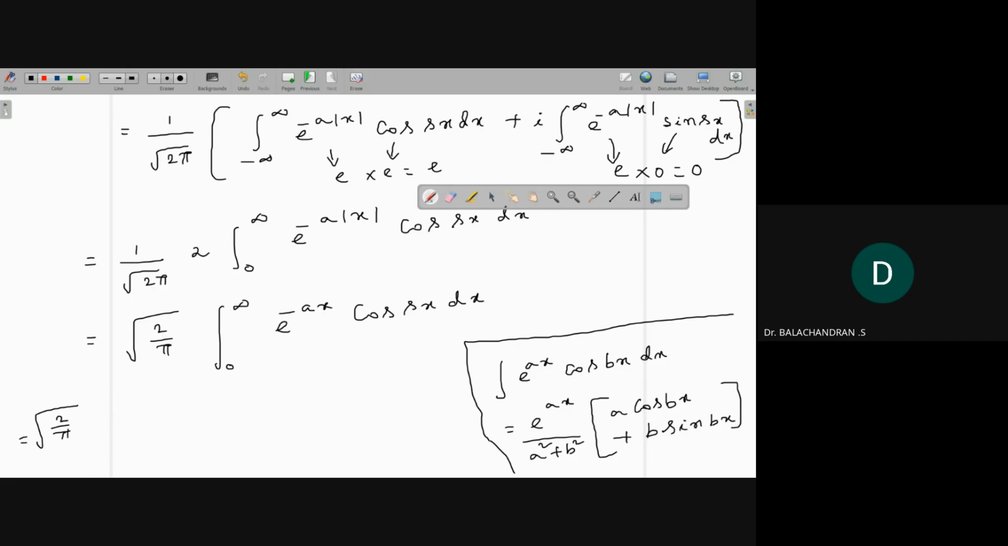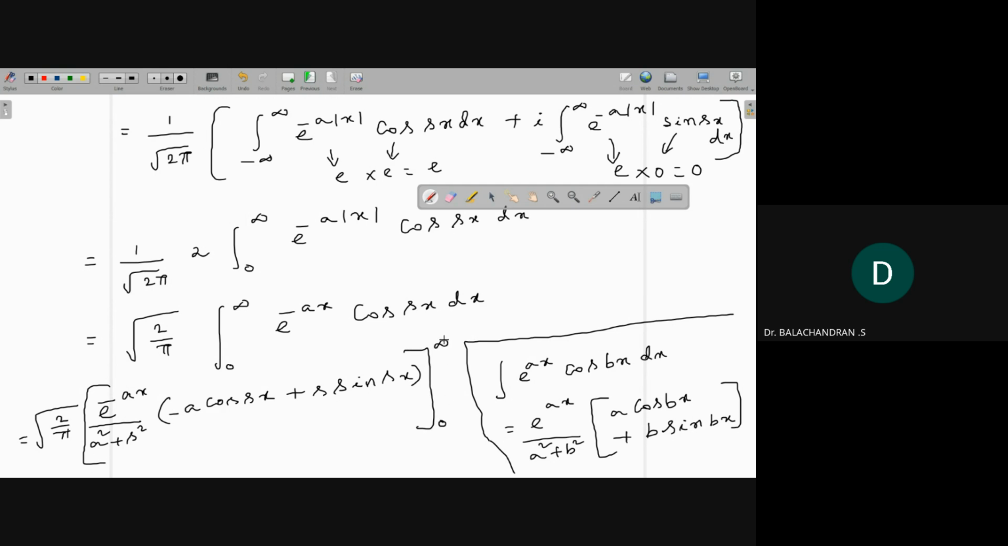So I will write, which is equal to root 2 by pi, e power minus ax by a square plus b square. Minus a whole square is a square plus s square, into a, which is here minus a, so minus a cos sx, and then plus b, which is s, into sin sx. Close this bracket and close this bracket, 0 to infinity.